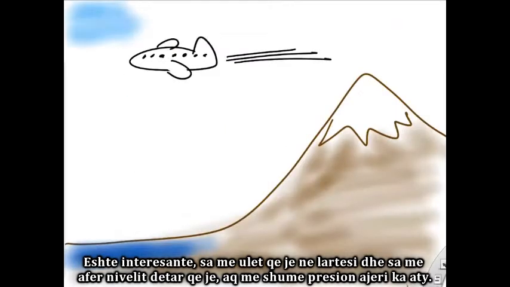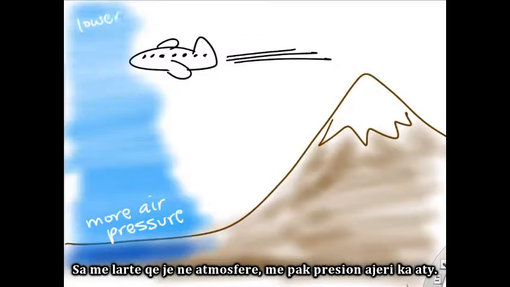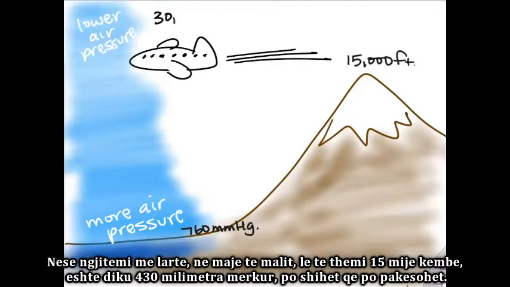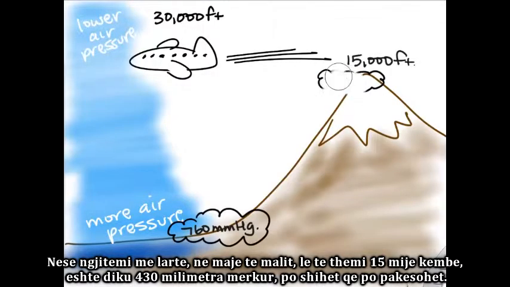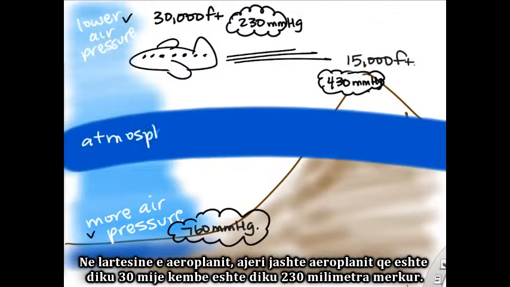It's interesting that the lower you are in altitude and the closer you are to sea level, the more air pressure there is. The higher you are in the atmosphere, the less air pressure there is. So at sea level, atmospheric pressure is about 760. If you go up high on a mountaintop, say 15,000 feet, it's about 430 millimeters of mercury. So you see we're getting less. And then at cruising altitude, the air outside your airplane at 30,000 feet is only 230 millimeters of mercury.